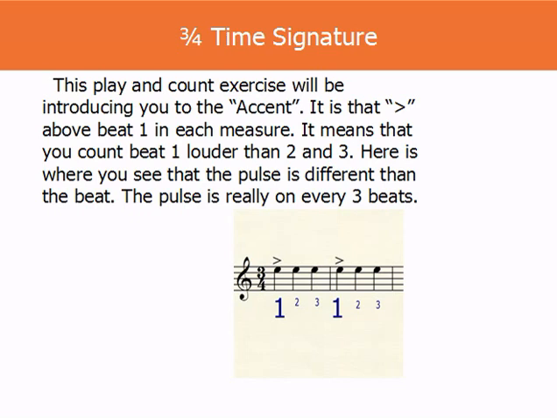3/4 time. Measure for nothing. 1, 2, 3. 1, 2, 3. 1, 2, 3. 1, 2, 3. Again. 1, 2, 3. 1, 2, 3. Practice that over and over. Get the understanding of what accenting is, and you'll get the idea of what the pulse is.